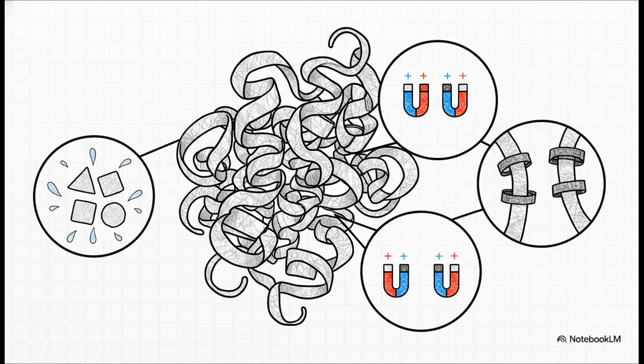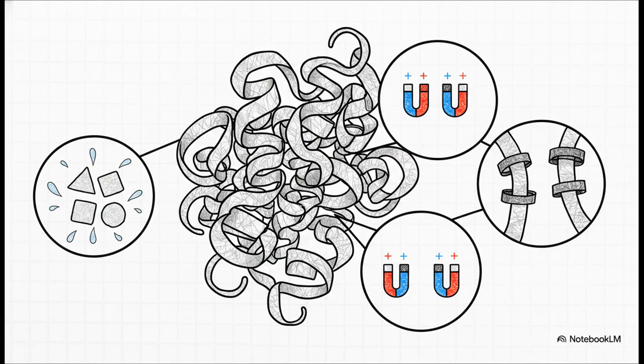The tertiary structure is driven by specific R group interactions. First, you have the hydrophobic effect, where nonpolar groups literally hide away from water by burying themselves deep in the center of the protein. Then you have salt bridges, which are electrical, ionic bonds between acidic and basic groups. And you also have disulfide bridges, which are incredibly strong covalent bonds between specific cysteine residues.